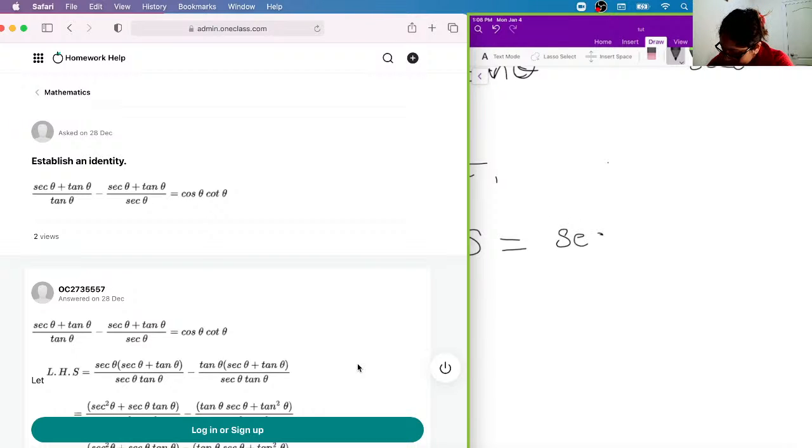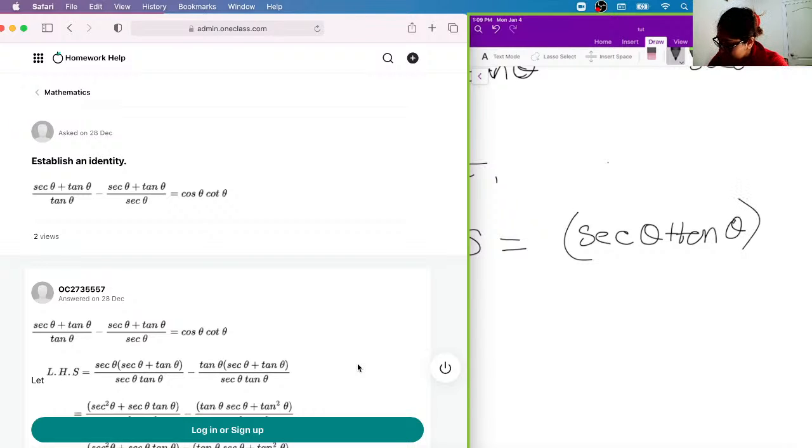secant, right? So what I'm going to do here is basically factor out a secant from the first fraction here, and what we're going to have left is secant. So let me first write secant theta plus tan theta.